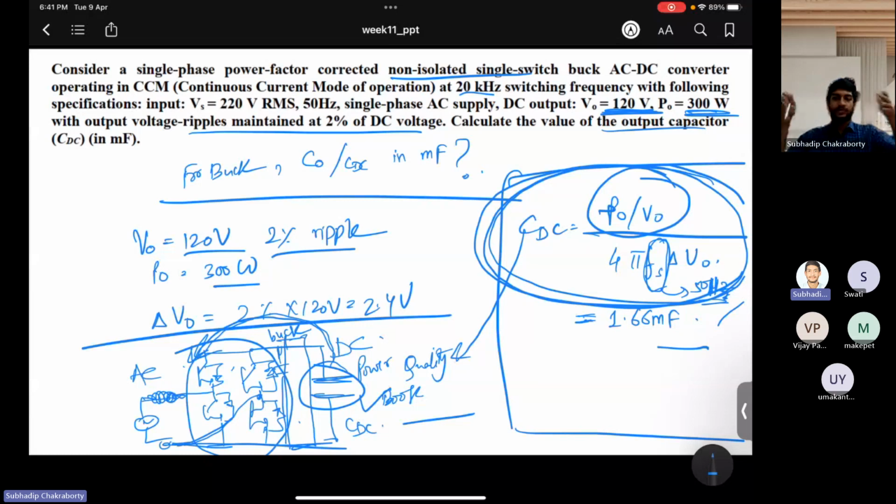But if I frame the problem as a two-stage problem, AC to DC and then DC to DC, you need to consider the buck converter also and then calculate the output capacitor value. So for both the problems, yes.